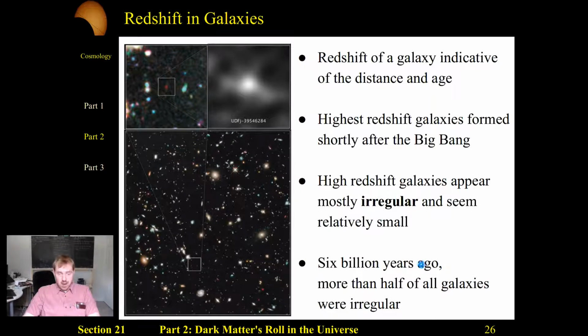Basically, around a third of the way in here, let's say about 6 billion years ago, more than half of the galaxies throughout the cosmos were these irregular ones. It's not until later in the life of the universe that you start to see more and more of those spiral galaxies that we tend to associate with what we think of when we say a galaxy.